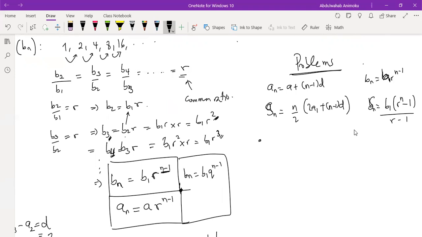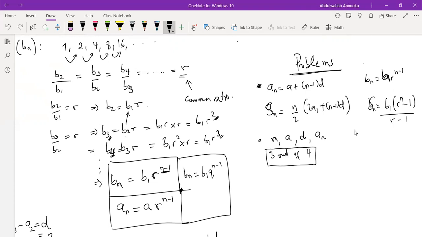Now, how the problems arise is this. When you notice from these two formulas, let's say we are looking at this formula, okay? There we have how many different variables here? N is a variable, so you need to know what n is. The first term is another variable. The common difference is another variable, and then an is another variable. So you have 4 variables here. So what usually happens is from the problem, you would know 3 out of 4 of these, and they will ask you to find the 4th one.